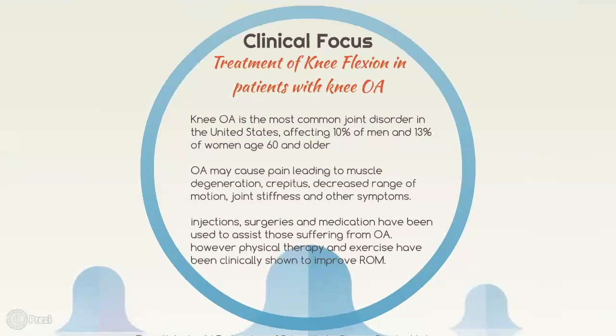Now, a couple of facts. Knee osteoarthritis is the most common joint disorder in the United States. It affects approximately 10% of men and 13% of women age 60 and older. There is also more than 7 million people in the US that it affects. Osteoarthritis can cause pain and disability that's associated with muscle degeneration, crepitus, decreased range of motion, joint stiffness, and other symptoms.